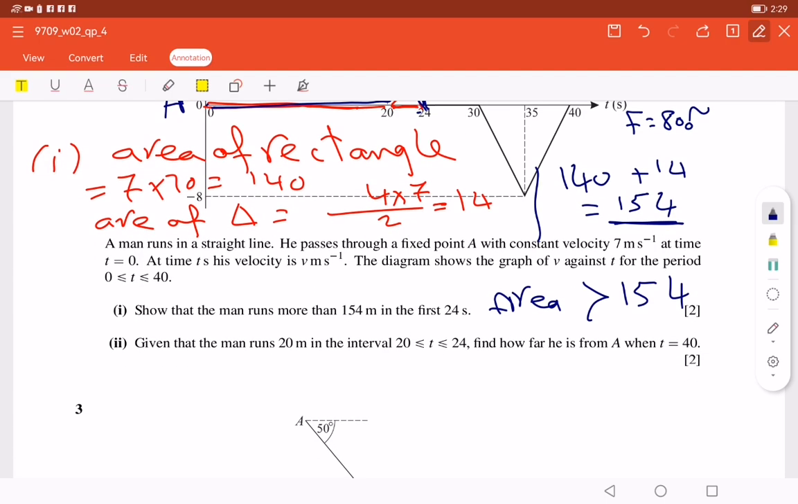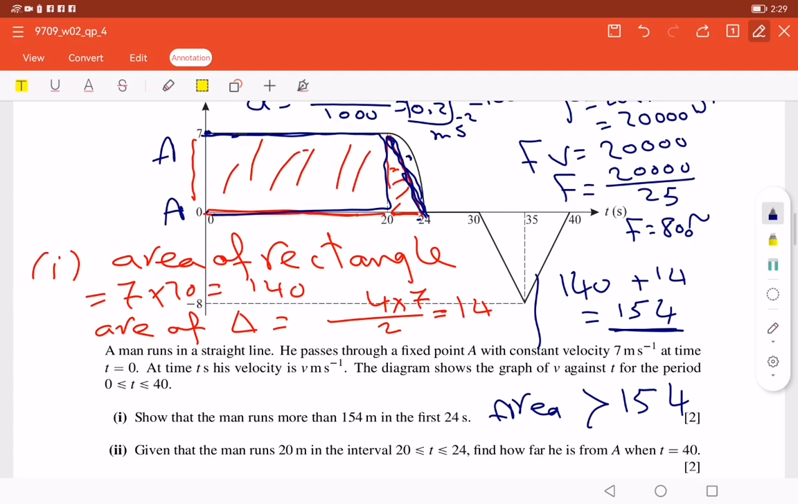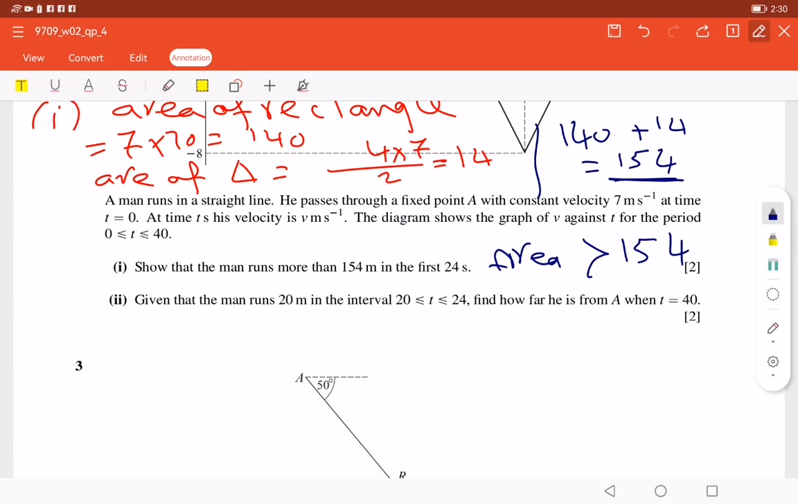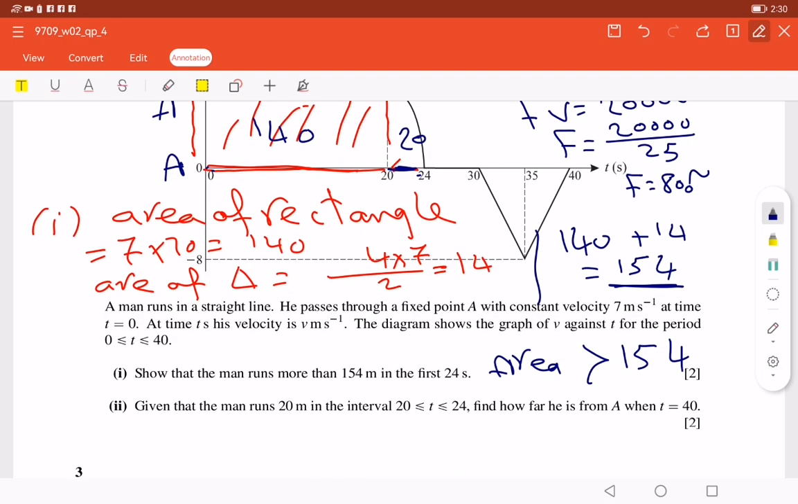The next, the second item, double I: given that the man runs 20 meters in the interval from 20 to 24. Is it okay? In the interval from 20 to 24, we suppose now the area of this part is 20. And the area of the rectangle is 140, which we found before. That's okay.